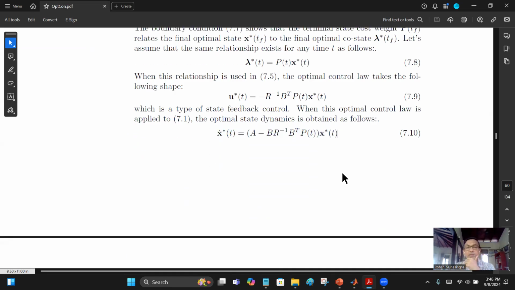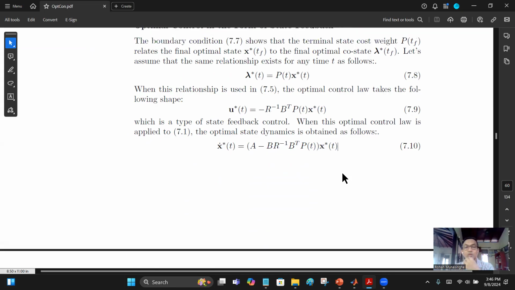This is a feedback loop, because this looks similar to x dot t equals Ax, isn't it? It is a running system. X dot on the left-hand side is equal to something times x. So this is what is called the optimal state dynamics.